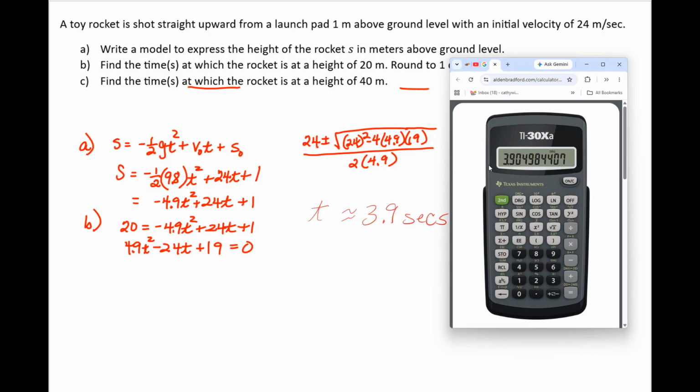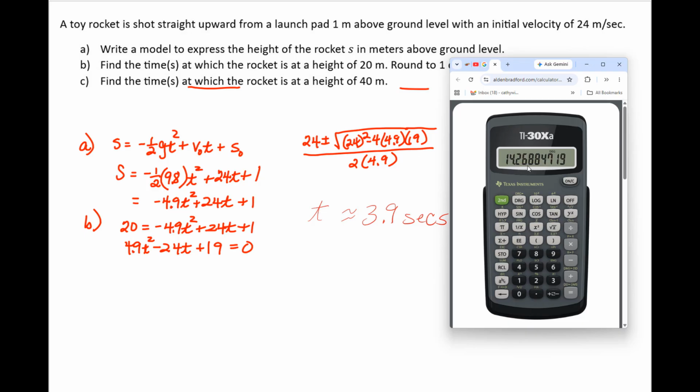And this time we're going to do the same thing. We're going to punch in the stuff that's inside the radical first. So I'm going to hit 24, and then I'm going to square it. And then I'm going to hit minus 4 times 4.9 times 19. And then I'm going to hit equals. That's the stuff inside the square root. And I'm going to hit the square root key to take the square root of that. And now I want to subtract that from 24 because I want to do 24 minus that. The way I'm going to do that is I'm going to change this number to a negative so that I can add it to 24, and it's the same as subtracting it from 24.